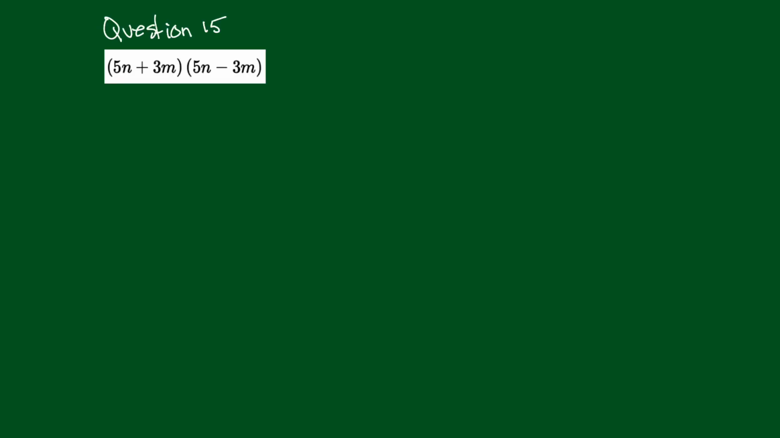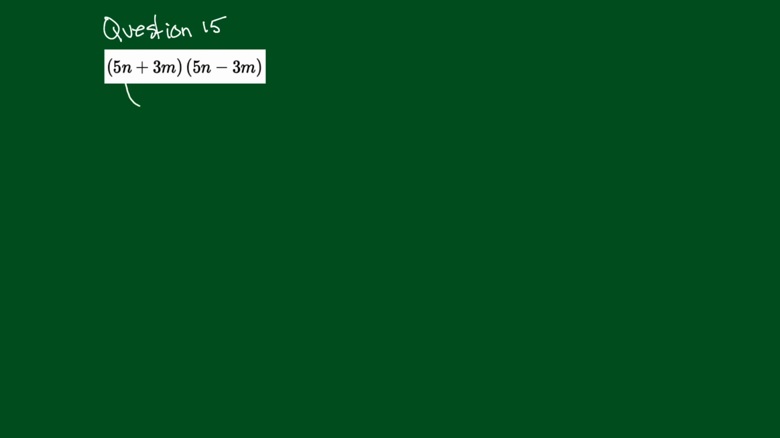Last question in this set, 15. I've got a binomial times a binomial, and in fact, I recognize these as conjugates, right? I've got 5n, 5n, 3m, 3m, but there's a sign change. One's plus, one's minus. So there's a template for this, a shortcut. I'm not going to use it. We'll do that in the next section. I'm just going to multiply this out, and you'll see that the two middle terms will cancel. So you'll see that there is a shortcut for this.